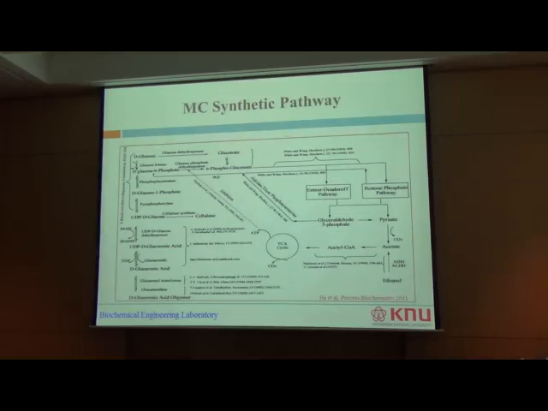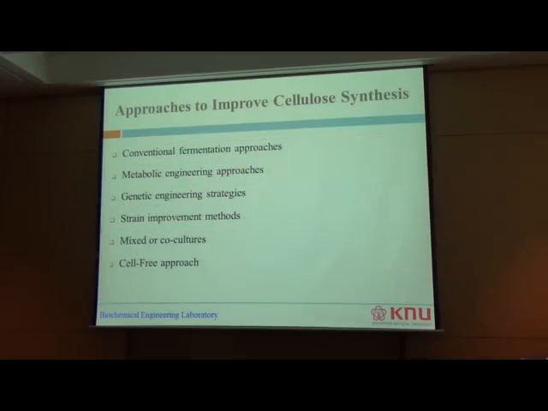If you look at the synthetic route of cellulose through microorganisms, it is a complex metabolic pathway that mainly involves cellulose synthesis from glucose through a series of enzymatic reactions. However, besides the main synthetic pathway, there are several interconnected pathways that result in a complicated metabolic system. Several approaches have been used to improve cellulose synthesis, such as the conventional fermentation approach, metabolic engineering, genetic engineering strategies, strain improvement methods, and mixed or co-culture. But nowadays, attention has been given toward the synthesis of cellulose through a cell-free system.